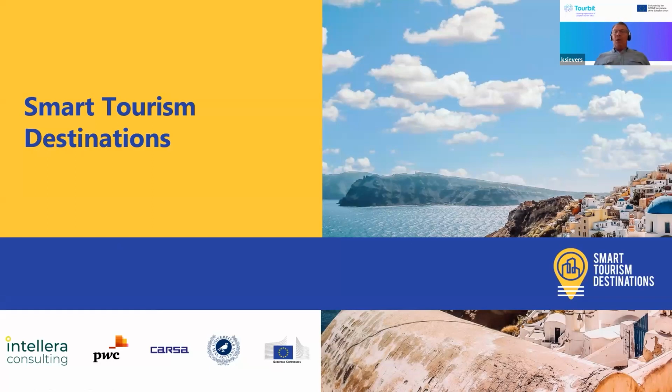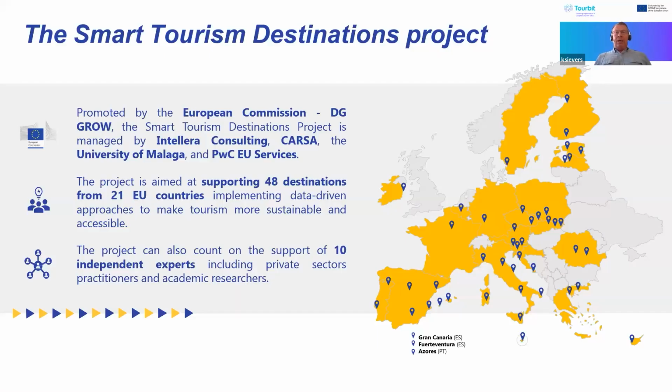But a little bit more about the current trends and issues, what has been happening. I said that Smart Tourist Destinations was a European initiative for almost 2 years, which aimed to help, in this case, 48 destinations from 21 European countries implement data-driven approaches and make tourism more sustainable and smarter. And it was a great learning experience for me, for the experts, and also for the destinations, to learn from each other and to recognize how similar the opportunities and the situations were among this wide variety of destinations.